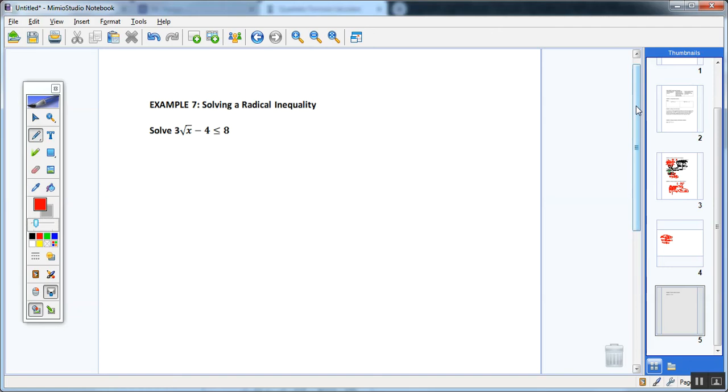Same exact properties, kids. The only thing that's different here, instead of having an equal sign, you have what? Have a... Okay, let's go. What are you going to do first? What do you think you're going to do? Add 4. Okay, here we go.